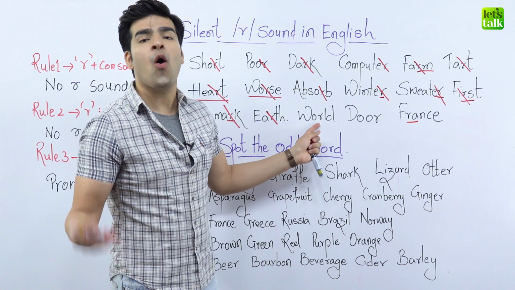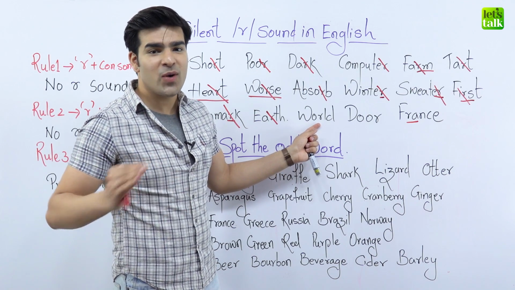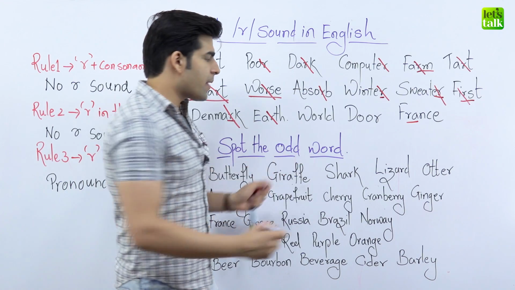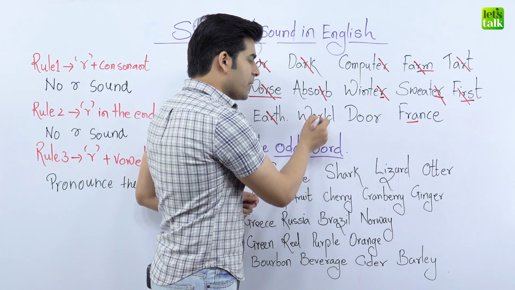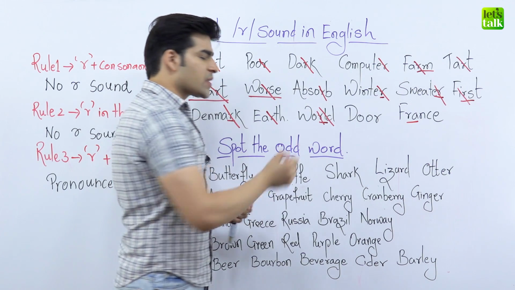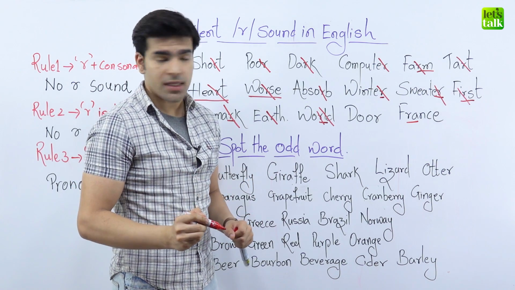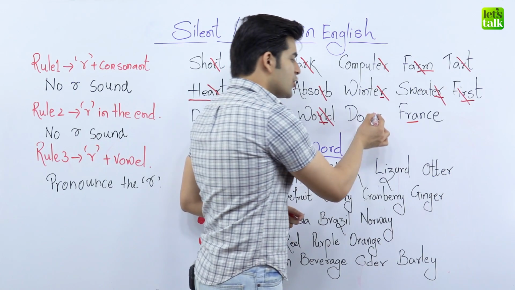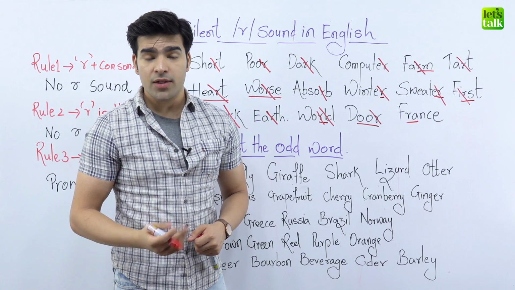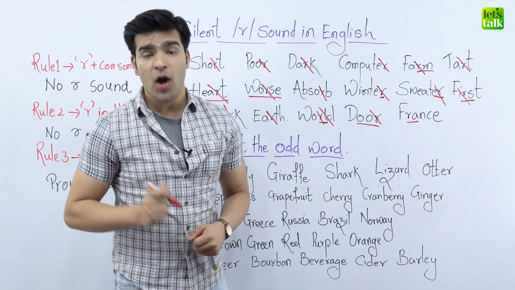World or world, which is the word that we started our today's lesson with. It is world because letter R is followed by the L sound and we do not pronounce it. So we say world. Next is door. Door, not with an R sound. It is door.